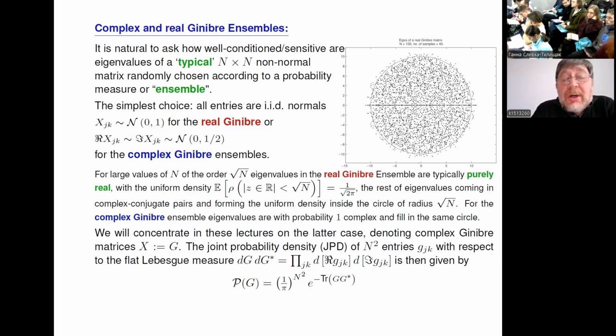Now, what one can say about eigenvalues of such matrices? If one starts with real Ginibre ensemble, then since all entries are real, the characteristic polynomial obviously will be a polynomial with real coefficients. So eigenvalues, which are roots of this polynomial, can be either real or come in complex conjugate pairs.